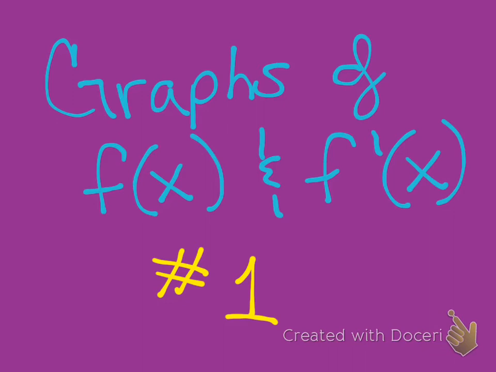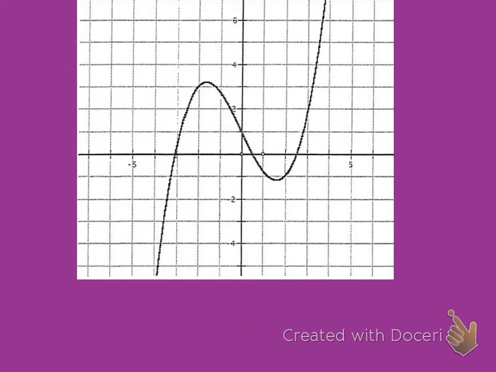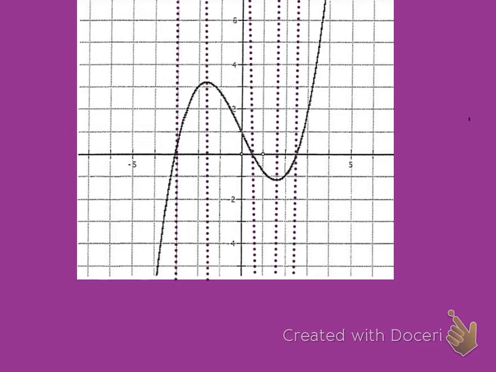Hi you guys, so this is number 1 from our homework sheet, graphs of f of x and f prime of x. And this is a graph that's given to you. This is actually the graph of f prime of x, and it's your job to find what the original function's graph would look like. So the first thing I do is section off the graph at all of its important parts.